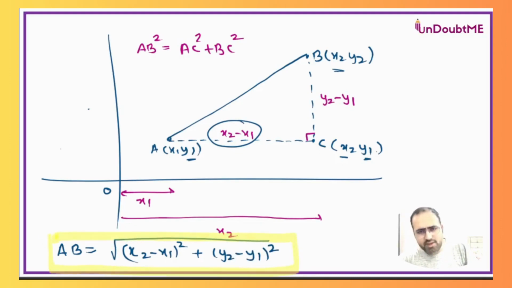So this distance formula is not a new formula, it's just a Pythagoras theorem written again using the coordinates.